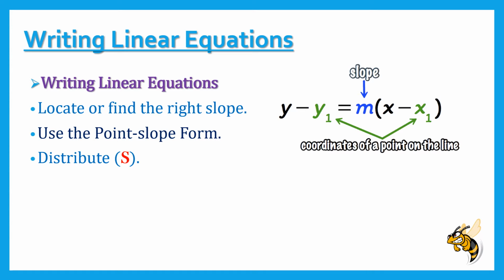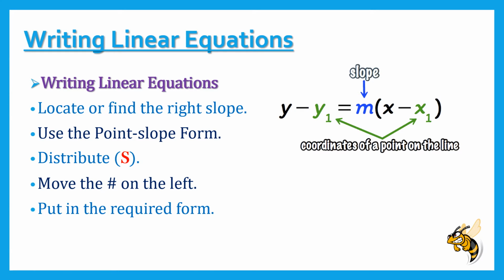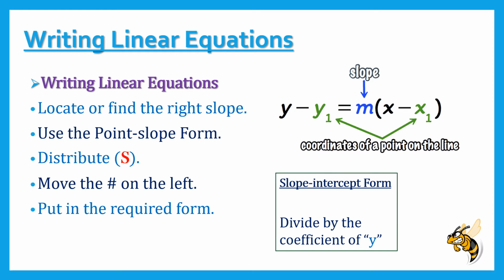Then you want to distribute, and I call this the S. Then you want to move the number on the left. Then you put it in the required form. And since we are doing slope-intercept form, which is y equals mx plus b, you want to divide by the coefficient of y. Coefficient is any number in front of a variable.